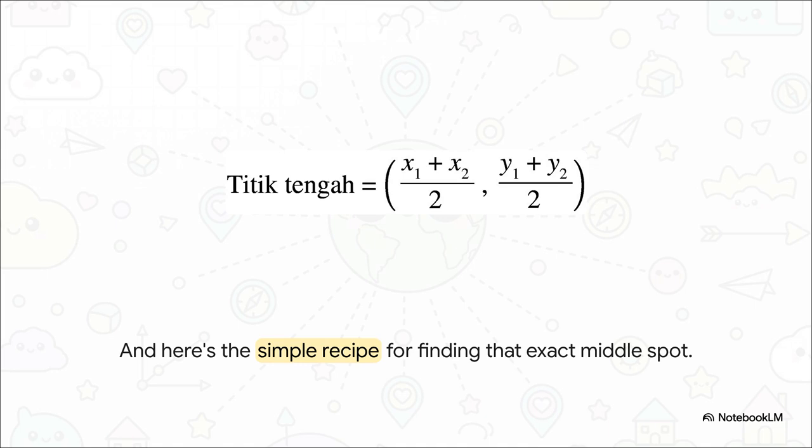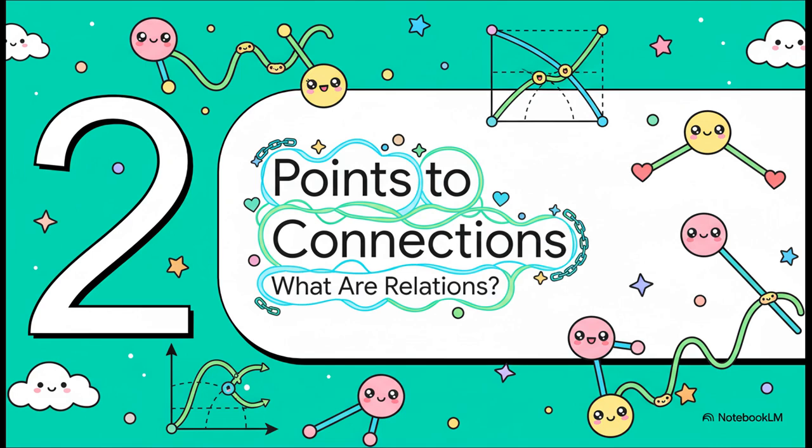Then you do the exact same thing for the y coordinates. And just like that, you have the address of the perfect halfway point. How cool is that? Okay, so we've totally nailed points, distances, and midpoints. But now we're going to zoom out a bit and look at something even bigger. We're moving beyond just single spots on a map to the connections between them.